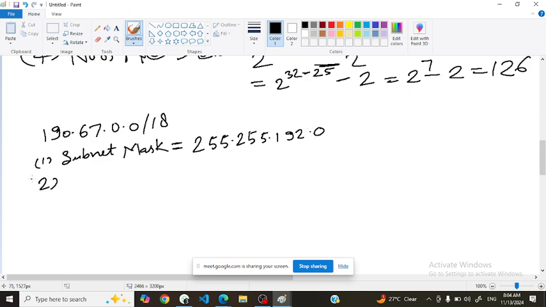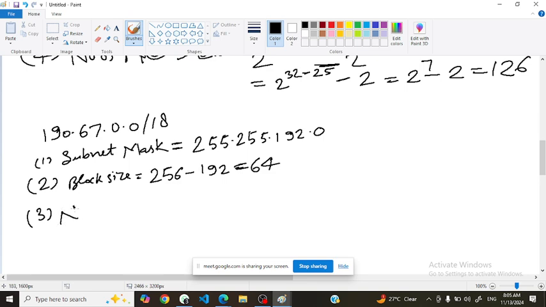Gaurav, what will be the block size? Block size is 256 minus 192. What will be the answer? 64. Abdul, what will be the number of networks?